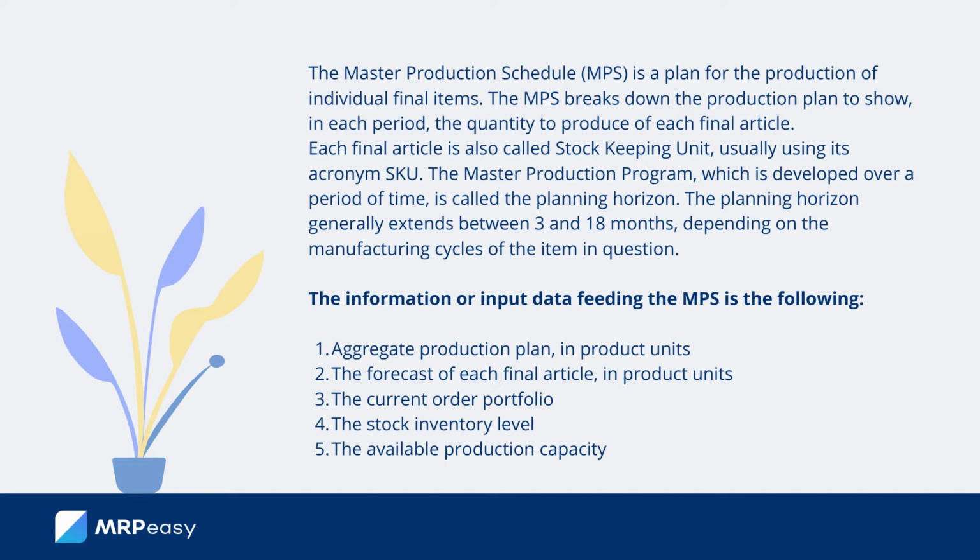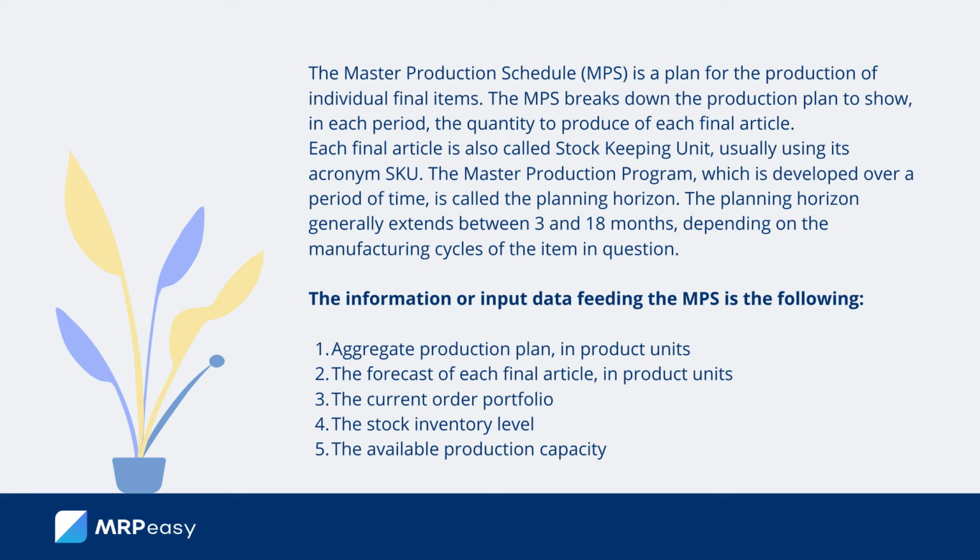The information or input data feeding the MPS is the following. Number 1. Aggregate production plan in product units. Number 2. The forecast of each final article in product units. Number 3. The current order portfolio. Number 4. The stock inventory level. And number 5. The available production capacity.